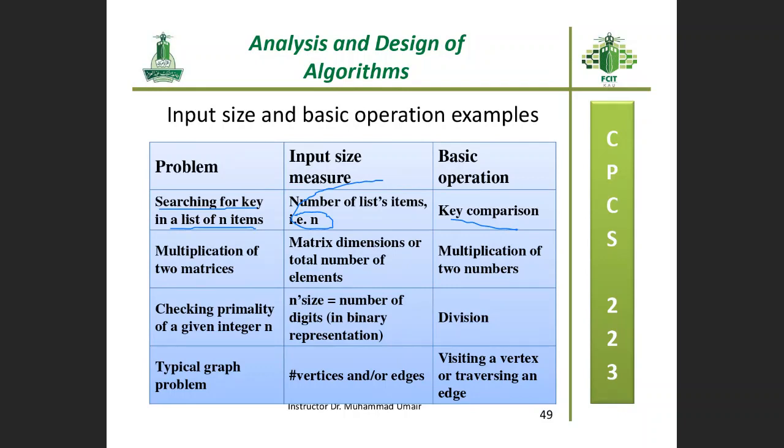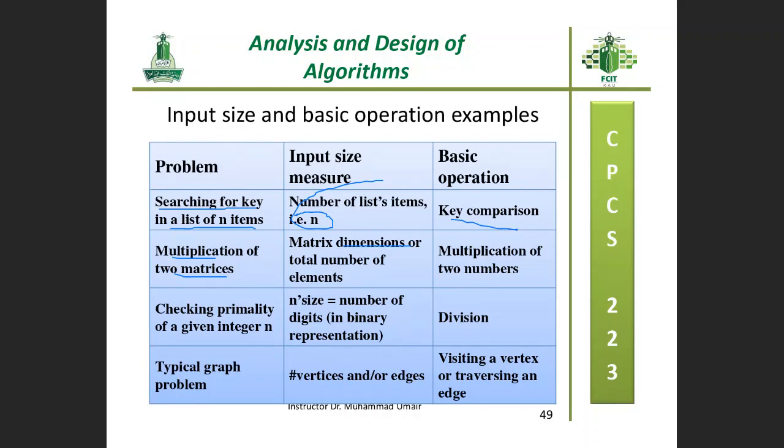Similarly, if your problem says you have to determine the multiplication of two matrices, the size will depend on the dimension of the matrices, how many elements there will be. For example, if there are two square matrices whose size is 4 by 4, the total number of elements for which you have to determine the multiplication, how many elements will there be if the dimension of each matrix is 4 by 4? What will be the input size?